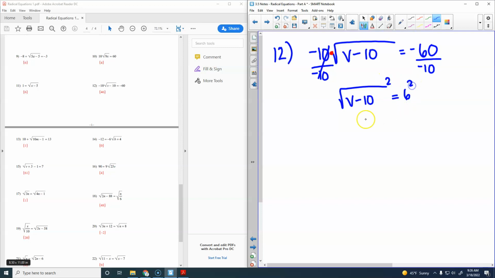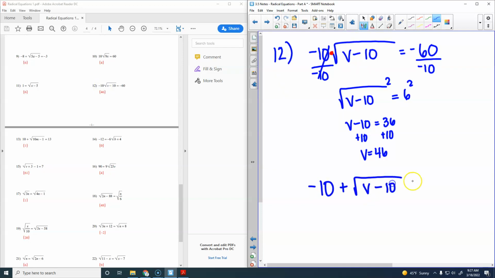And now you'll square both sides. v minus 10 is 36. Add 10 to get that 46 that we said there. You probably had a much bigger number where you'd added that 10 instead. So be careful, if it's right next to it, you're going to divide. Now, if you had something like negative 10 plus the square root of v minus 10 equals negative 60, that's when you would add it.